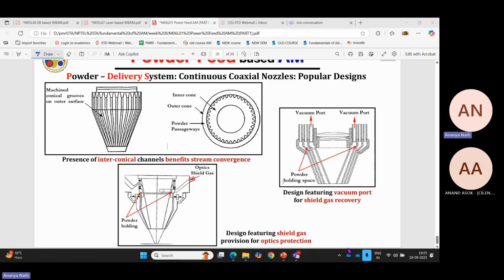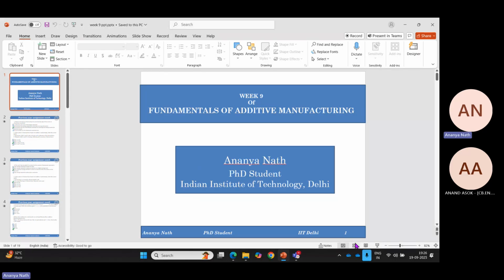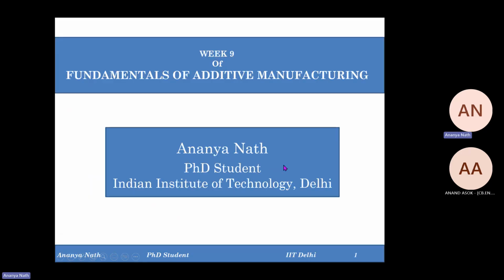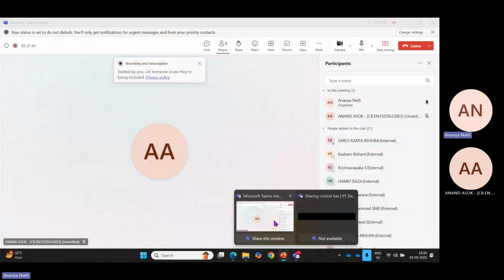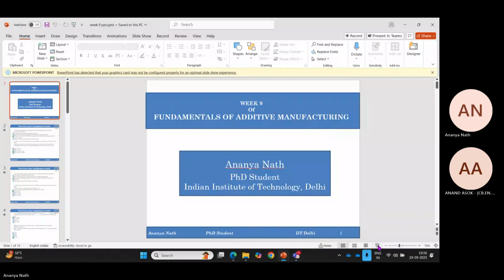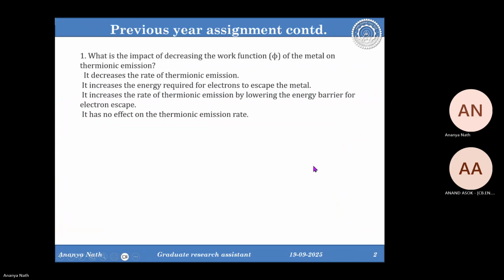So now I think we can move on to the previous year questions. What is the impact of decreasing the work function of the metal on thermionic emission? So it increases the rate of thermionic emission by lowering the energy barrier for electron escape.